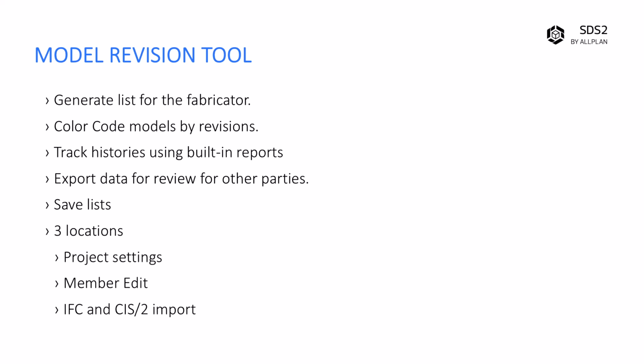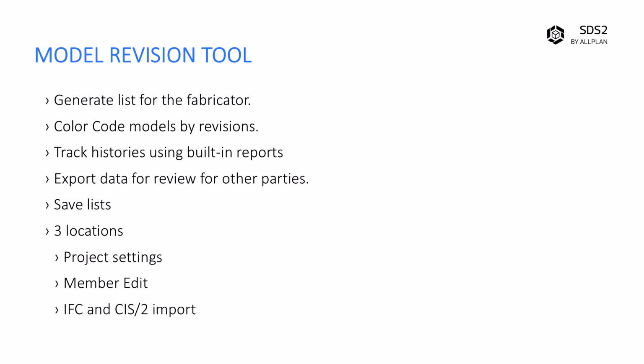You can use model revisions without using the drawing revisions. In fact, this presentation will only be about model revisions. So what is the benefit of using model revisions? It's a quick, easy way to track and store revision data inside the model. This will permit you to generate lists for the fabricators. You can color code models by revision. You can export data for review for other parties. You can save lists, and it's a great way to validate changes for revisions and dealing with disputes.